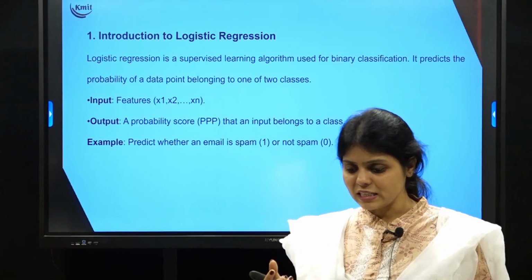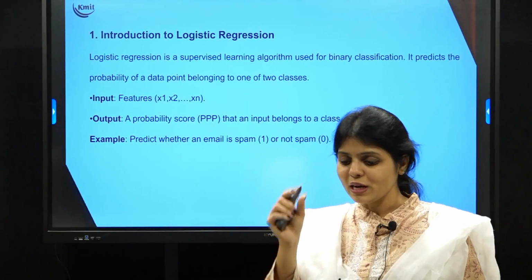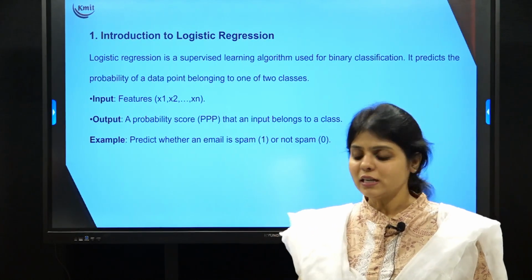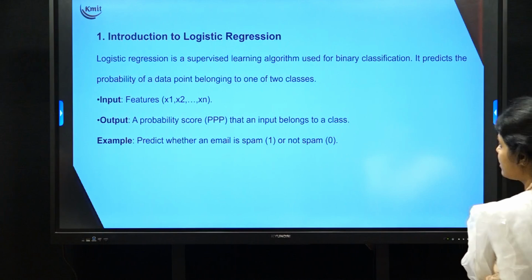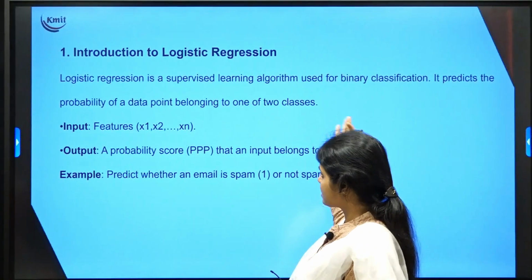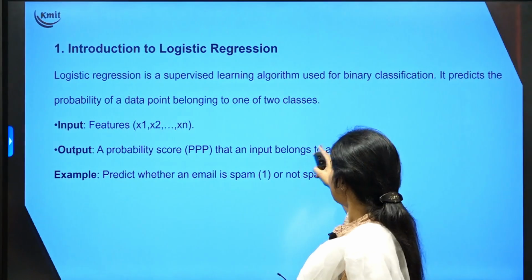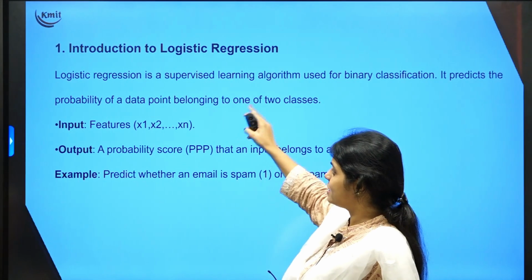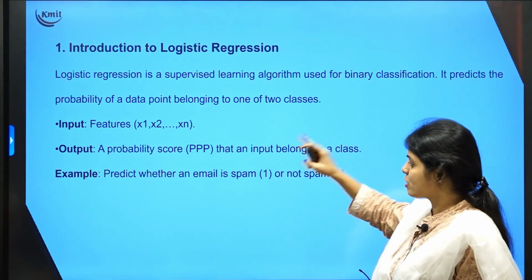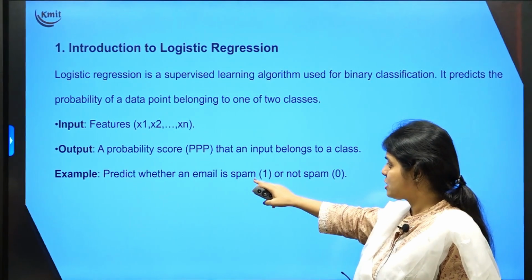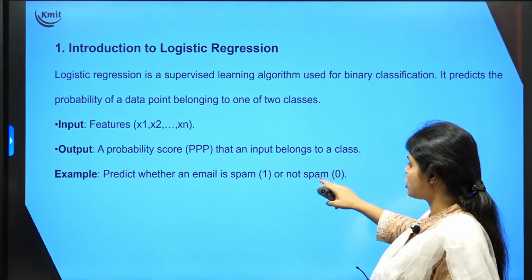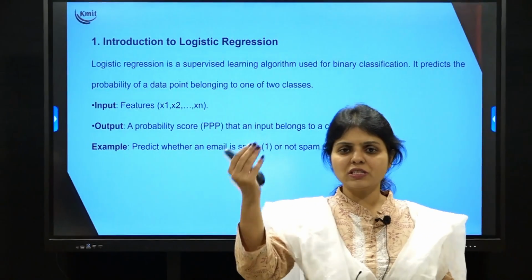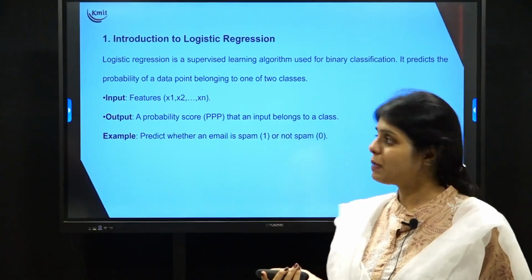When I talk about binary classification, logistic regression is mainly used for predicting whether a data point belongs to class A or class B. We may have different input features x1, x2, x3, and so on. The output would be the probability score saying which category each data point in the input belongs to. For email filtering, if it is spam, the output would be 1. If it is not spam, the output would be 0. I have only two classes of output, 1 or 0. 1 means it is spam, 0 means it is not spam.